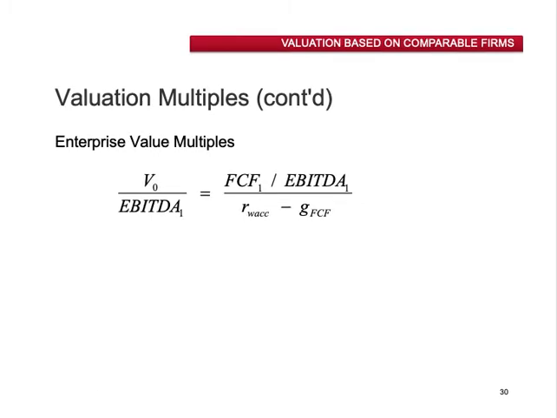In sum, we can actually argue that the valuation multiple is higher for firms with high growth rates and low capital requirements. Because if you have low capital requirements, you would have a high cash flow in proportion to the EBITDA.